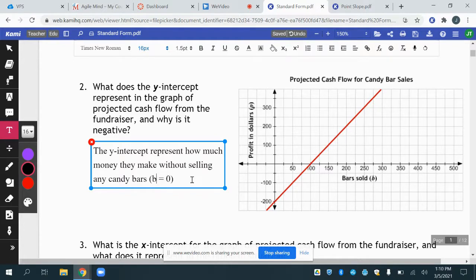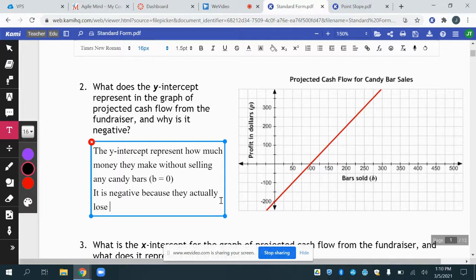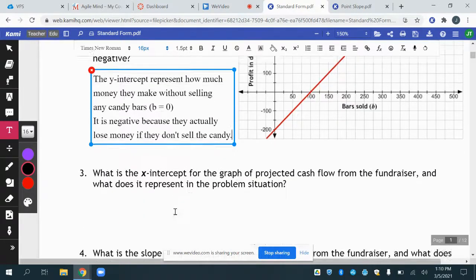Okay, that's fine. It's negative. But it's negative down here. We said because we lose money. Don't sell the candy. That'll work. Okay, so that's the answer I would give for that.